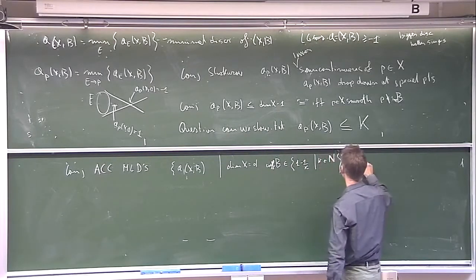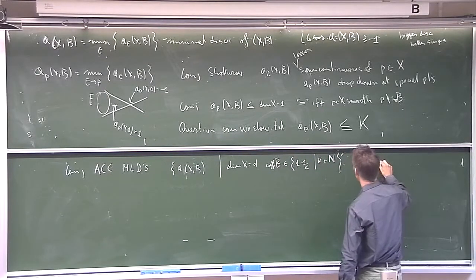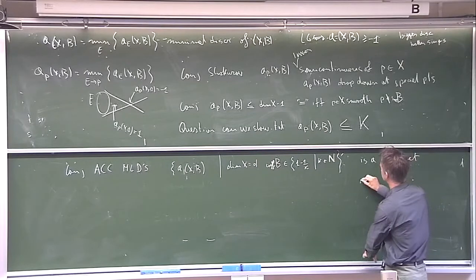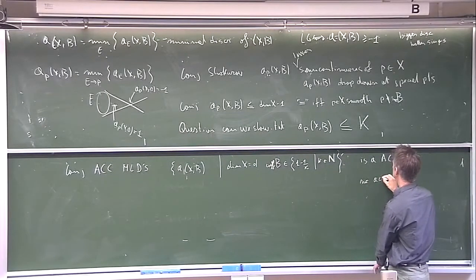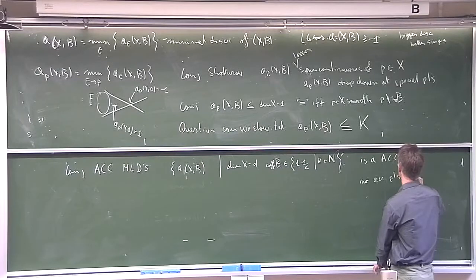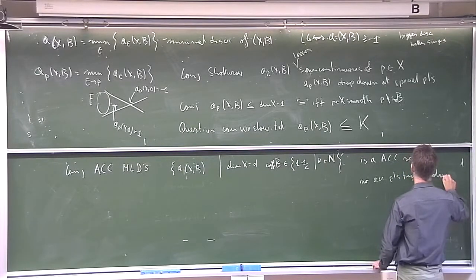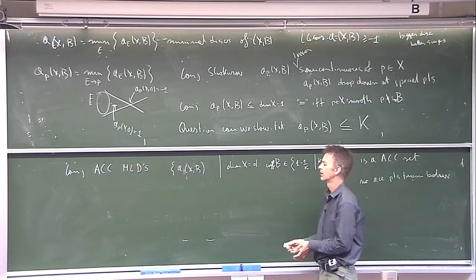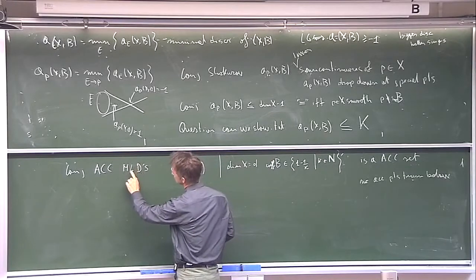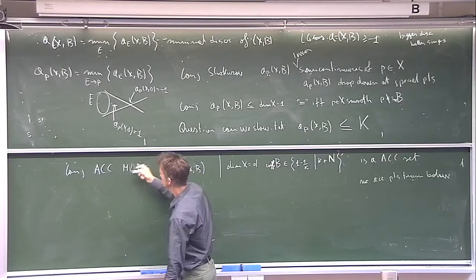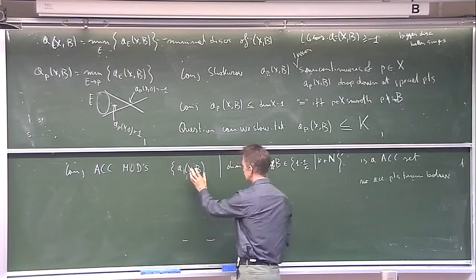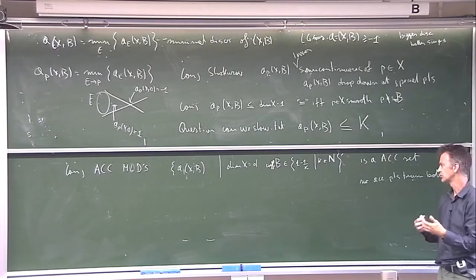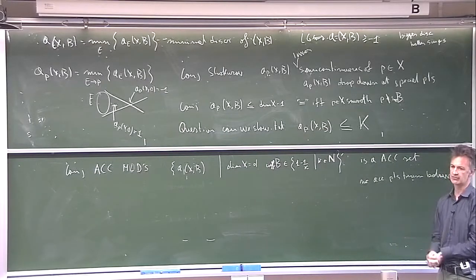So this set here is an ACC set. What does ACC set mean? It means no accumulation points from below. These minimal log discrepancies, we didn't talk about log discrepancy, but it's the same concept. Minimal discrepancies are supposed to be special numbers. They're supposed to be a well-ordered set, and they're supposed to have a lot of structure.